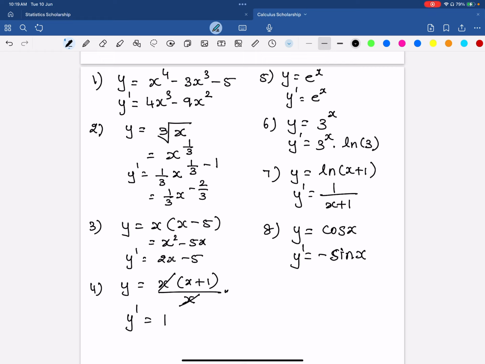In my next video, I will be going through 3 rules, which is differentiating composite functions, product rule, and quotient rule. So watch lesson 2 to learn those.